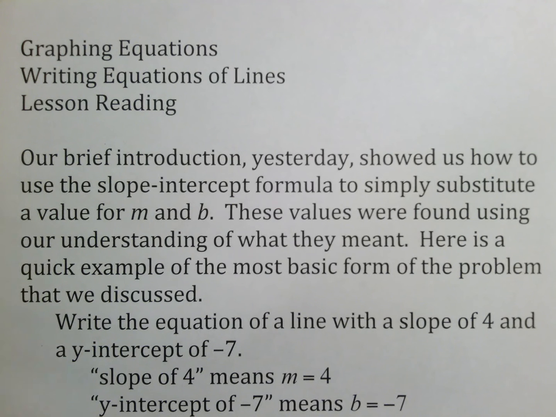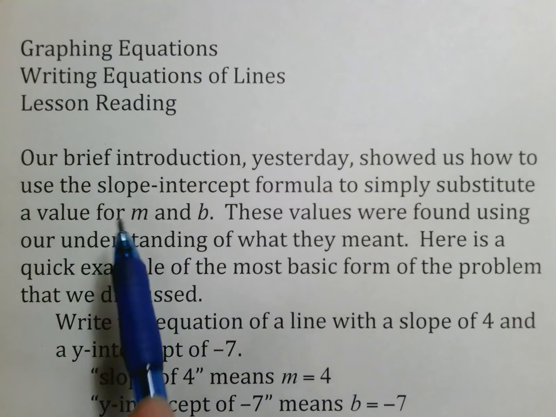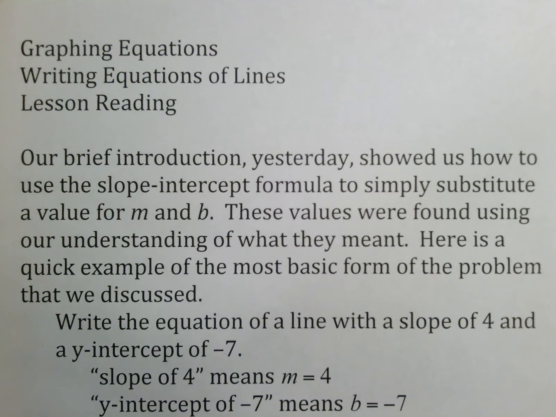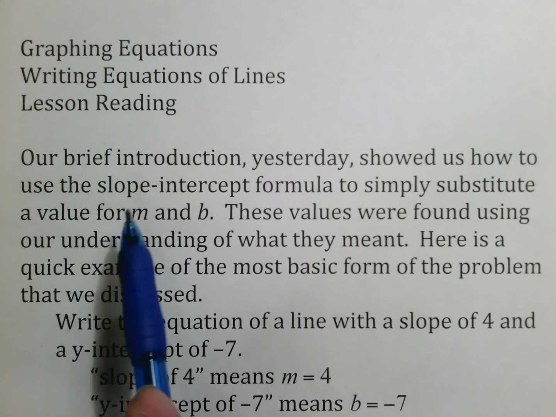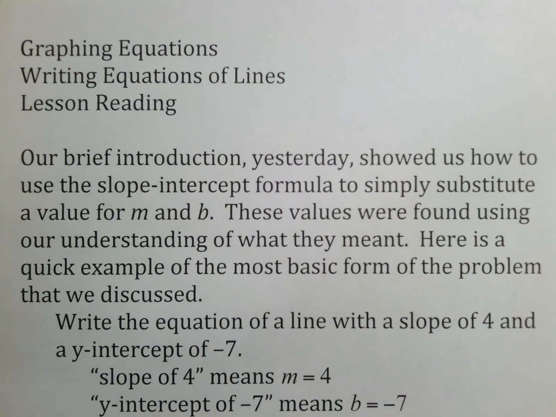Okay, so let's wrap this week up with a little algebra. Our brief introduction yesterday showed us how to use a slope-intercept formula, y equals mx plus b, to simply substitute the value for m and b. These values were found using our understanding of what they meant. We learned that m means slope and that b means y-intercept. M also means rate of change, also means common difference, but those two words should be in our memory at least a little bit right now in terms of what we understand.